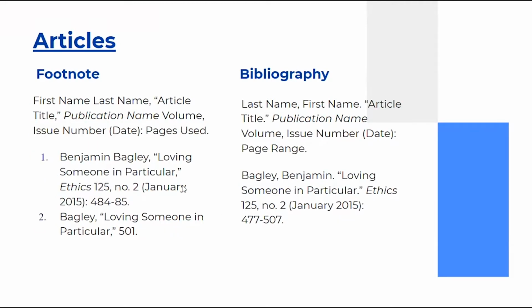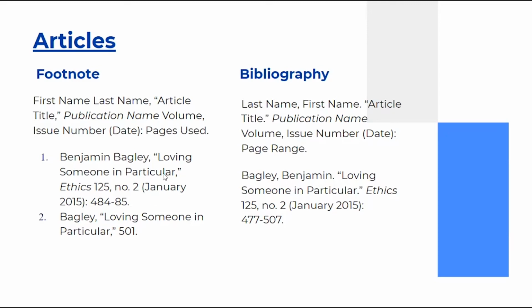Now, if we're citing articles, we're going to start off exactly how we did with books for the footnote. You'll start with the first name, last name, and then the title of the article will be in quotations. Make sure to include your comma inside the quotation. That's something you'll do throughout both the actual text of your paper and your notes. So you'll have the article title in quotations, and then the name of the publication is italicized. Not the article title, but the journal title will be italicized, followed by the volume number, the issue number, and then the date, which will be in parentheses.